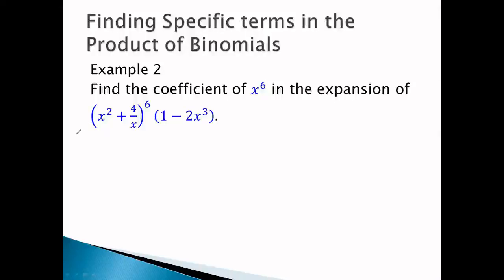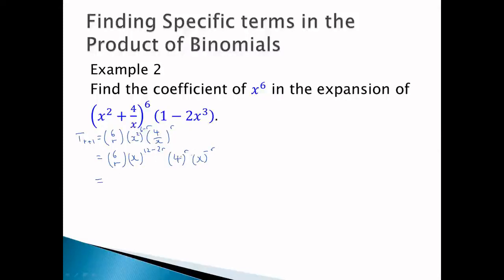Let's try to find our general term. T(r+1) equals 6 choose r, x squared, 4 over x to the power r, and this is 6 minus r. Again, there's x in the first and second term. I need to split the second term out to get the x out. 6 choose r. Let's simplify this: x to the power 12 minus 2r, 4 to the power r, x to the power minus r. Again, because x is in the denominator, it becomes a negative power.